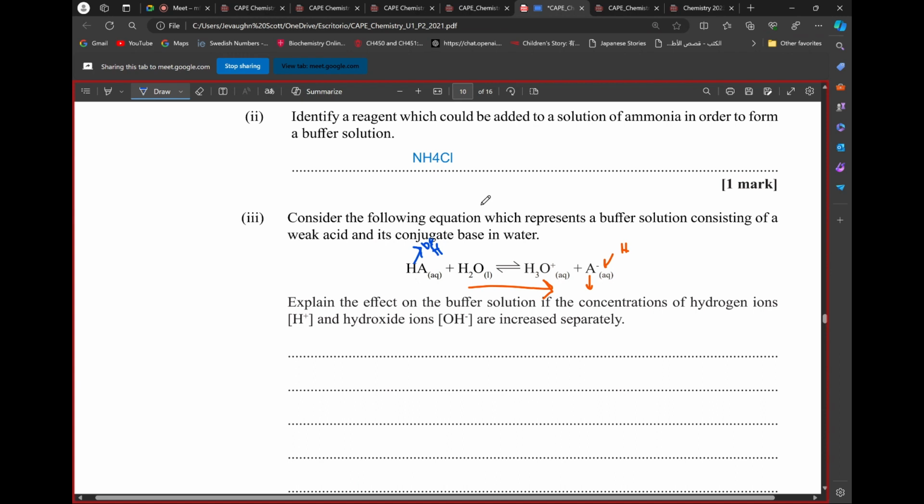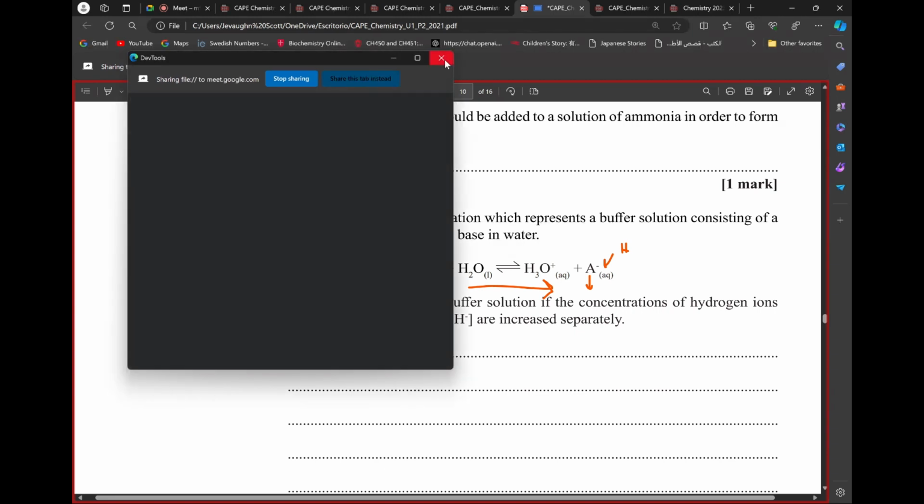Yes, sir, isn't it that the hydrogen ions would react with the conjugate base, and the equilibrium will shift to the left to decrease the hydrogen and maintain the pH? So the excess hydrogen ions that are added will be used up by the conjugate base, and equilibrium will shift to the left.